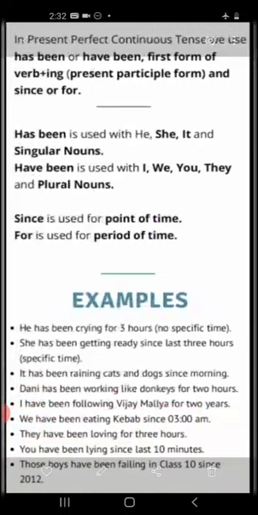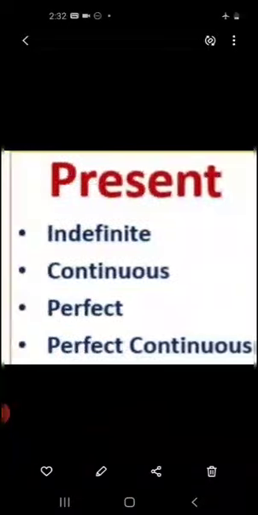Have a look at these examples. She has been crying for 3 hours. There we use for here because there is no specific time. Second one, she has been getting ready since last 3 hours. Now there is a specific time, so we use since. All right. So now these are the 4 sub parts of present tense we have discussed, and I hope that this is clear to you all.